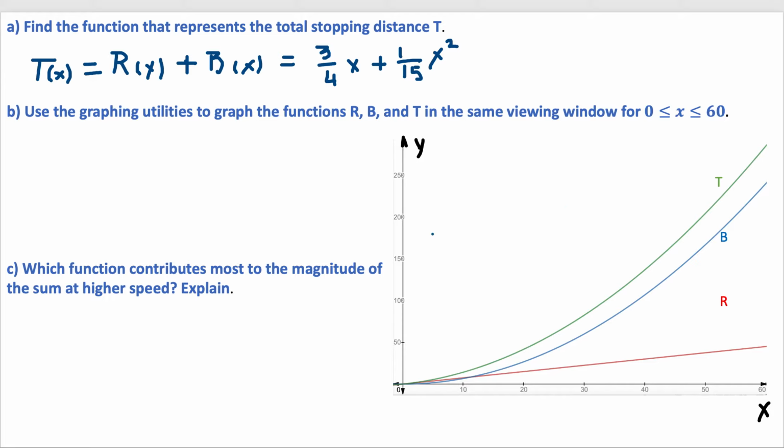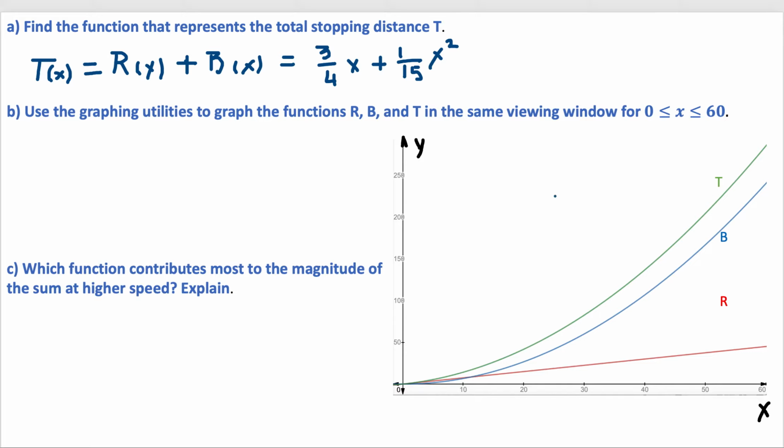You can use any graphing utility, but here I used Desmos, and I created this graph with Desmos. Here, for example, this red function represents the driver's reaction time, B represents the driver's braking when he brakes, and T is the total function T of x. So those are the graphs of the functions.